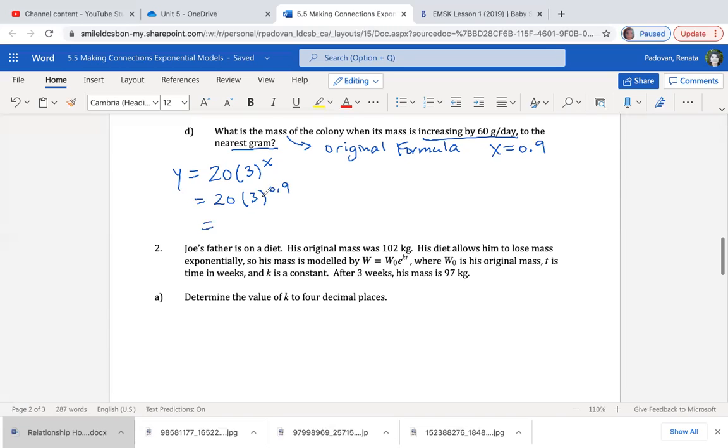Again, BEDMAS that first before you multiply by 20. Do not do 60. You might make that mistake. It says to the nearest gram, so a whole number. So you should get about 54 grams.